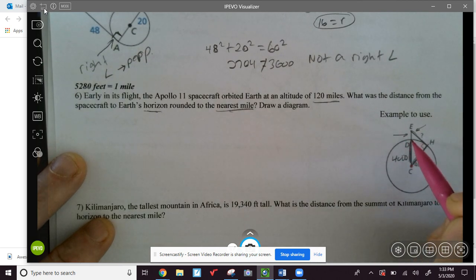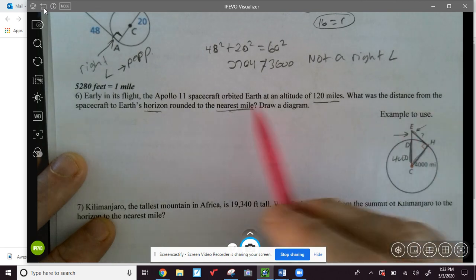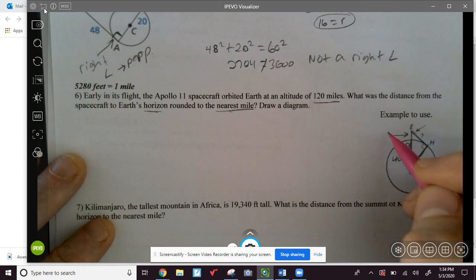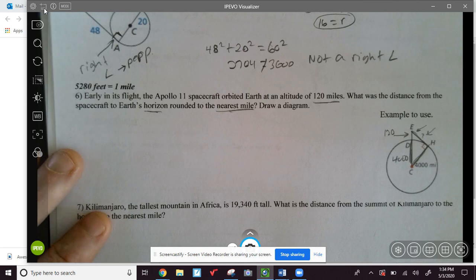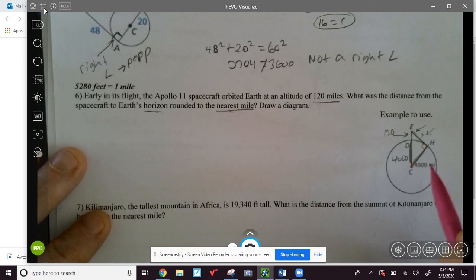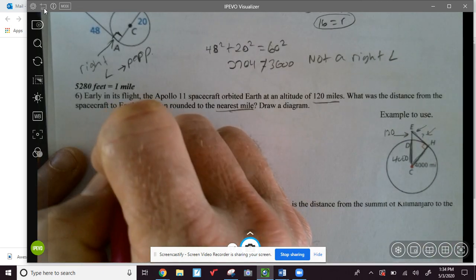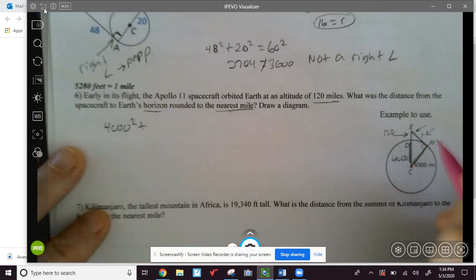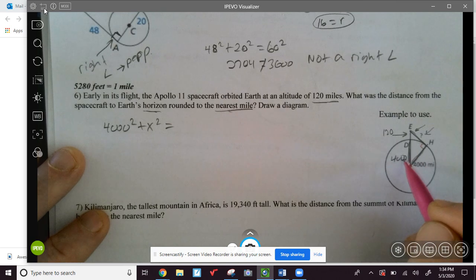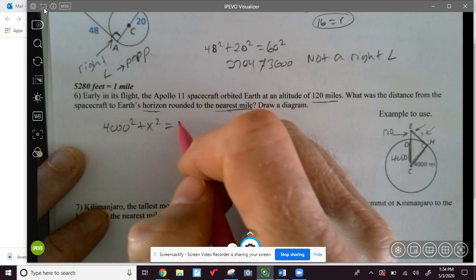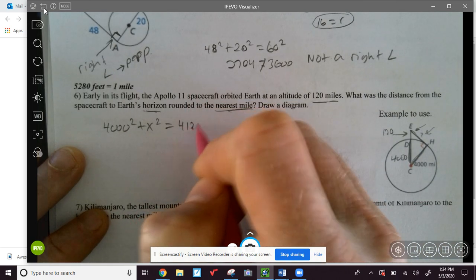Above the Earth, from D to E, represents the height of Apollo 11, which is 120. So we have enough information to find a missing part of a right triangle. We have a leg of 4,000 squared, a question mark, we'll call it x squared, and over here we have 4,000 plus 120, so that's 4,120 squared.